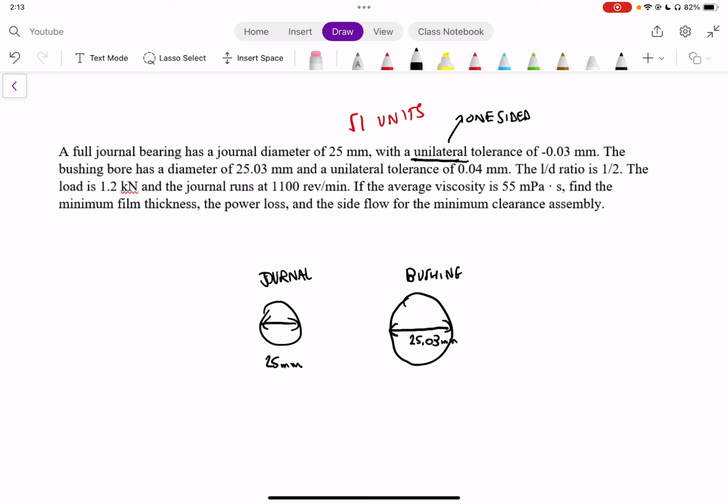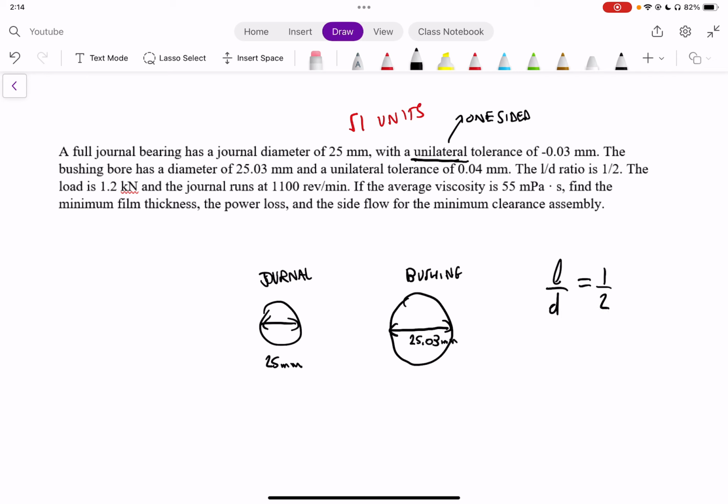So the gap between the two could increase, but it would never be smaller than 0.03 millimeters. So the gap in between is always going to be 0.03 millimeters. Okay, then we're told the L over D ratio, which is equal to 1/2.